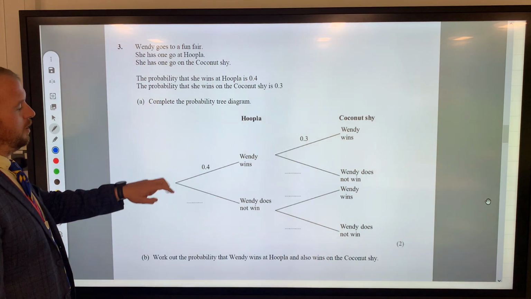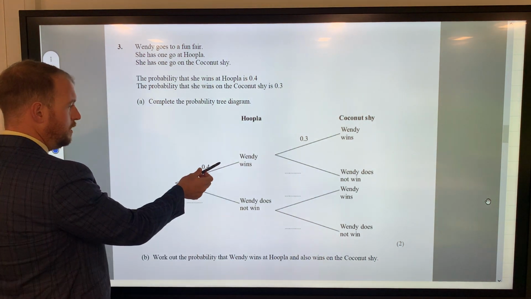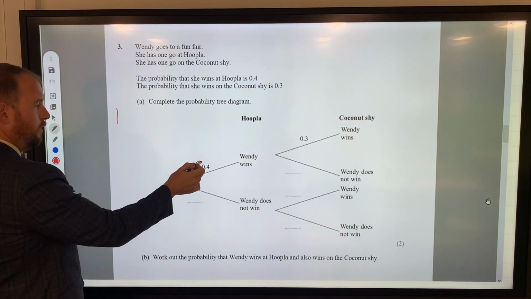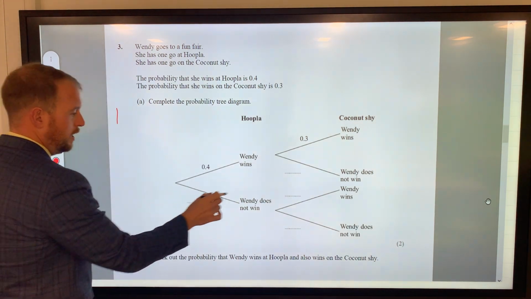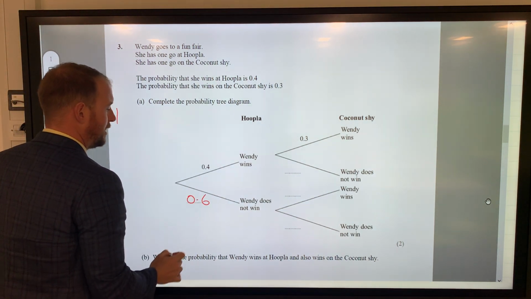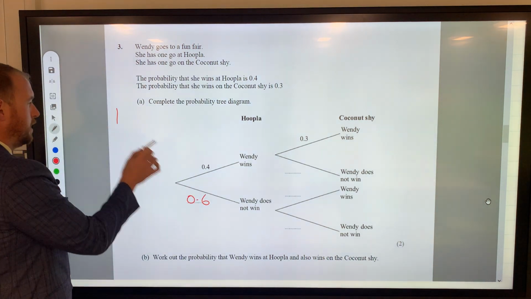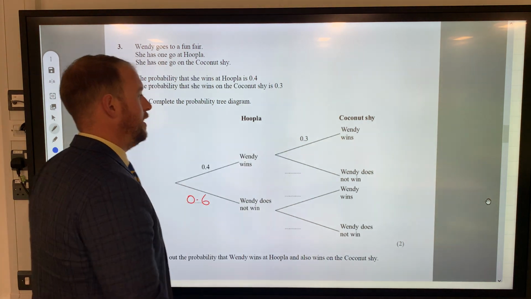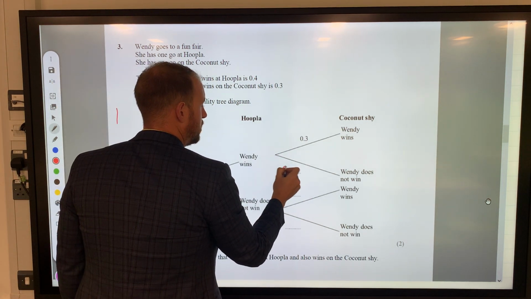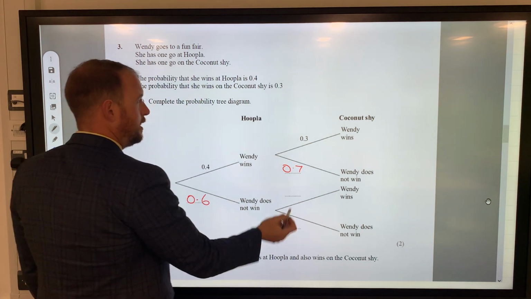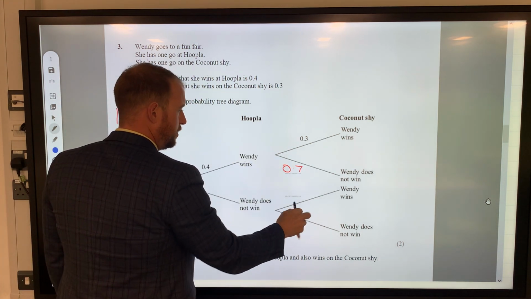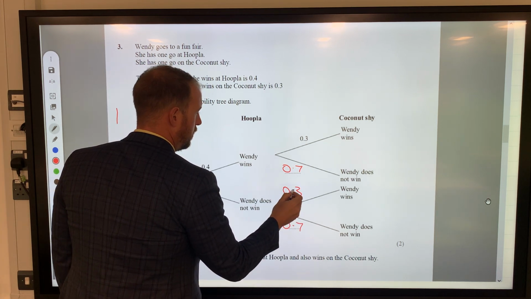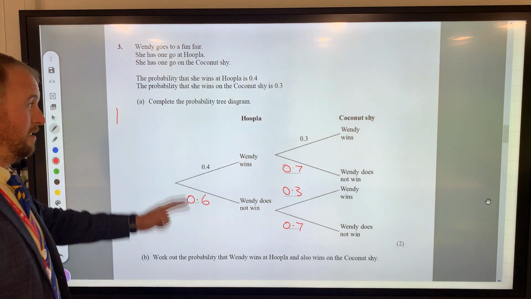Okay, so again, we've got 2 different outcomes. She either wins or does not win. Remember, they have to equal 1. So if Wendy winning is 0.4, does not win must be 0.6, because 0.4 add 0.6 is 1. Coconut shy, if she wins, it's 0.3. So the probability of her not winning must be 0.7. Similar to the one at the top, these two are exactly the same. Okay, so we've got 2 marks just for doing that.